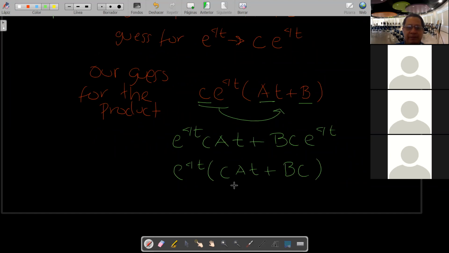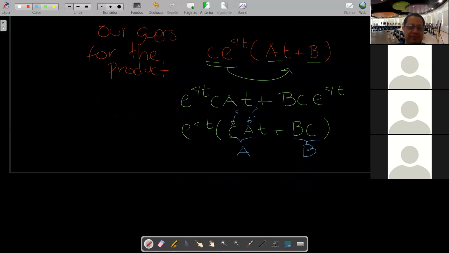Okay. And what do you think about this? The constant could be absorbed. Well, this constant is an unknown, and this constant is another unknown. So the product will be just an unknown. So we could call that simply A, and this unknown will be a new B. So our guess could be written like this one.